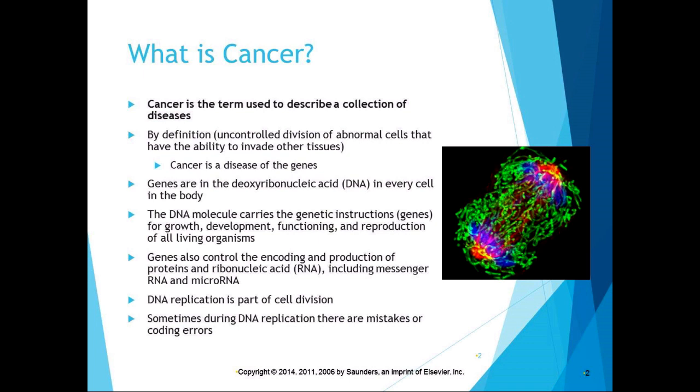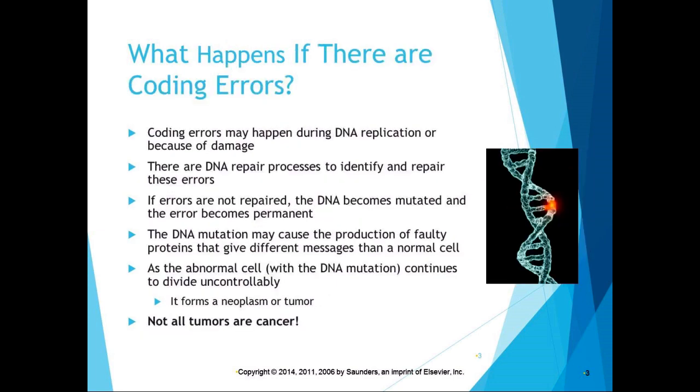So what should happen is that there's a mistake, there's a problem, the cell detects it and kills itself off. But it doesn't always happen. So what happens if there are coding errors that aren't caught? Coding errors may happen during DNA replication or because of damage, and we'll talk about different things that might damage DNA. There are DNA repair processes built into our cells to identify and repair these errors.